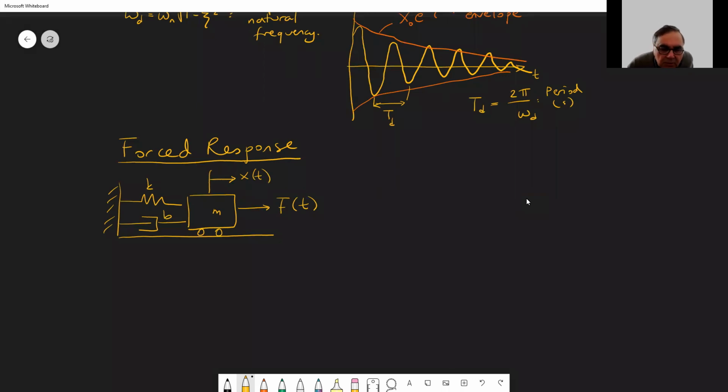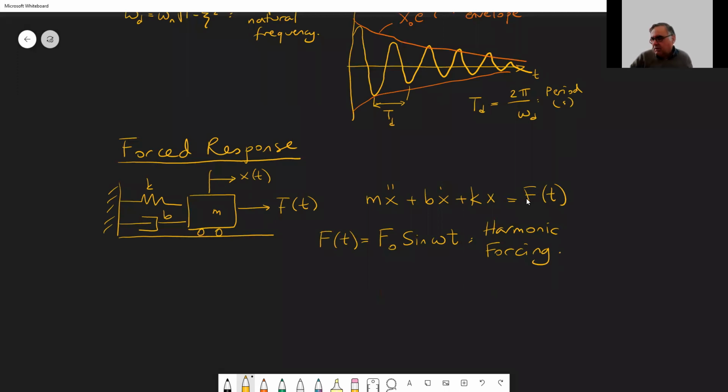So our equation of motion becomes m x double dot plus d x dot plus k x equals f of t. Now, especially important for us is the harmonic forcing, where f is F0 sine omega t. Okay, this is called the harmonic forcing. But why do we take the harmonic forcing and not anything else?